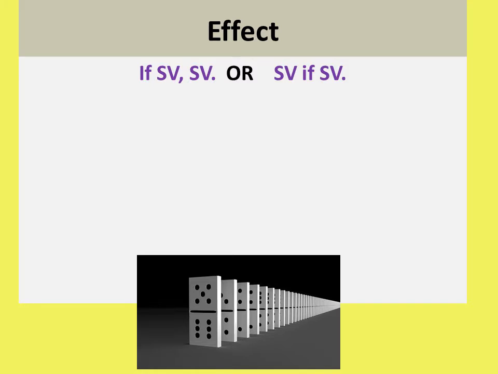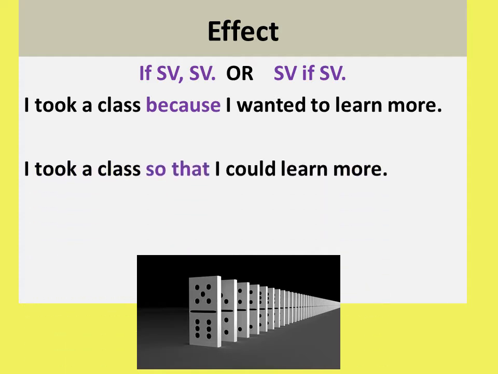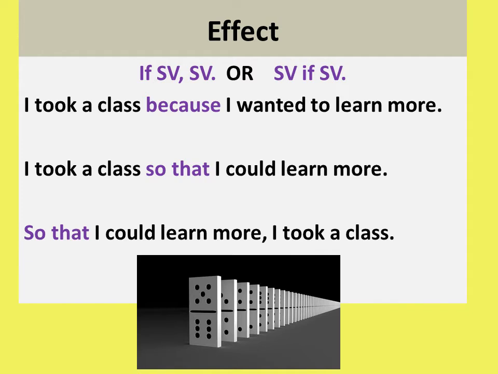And there are other subordinating conjunctions that show effect. If we say, I took a class because I wanted to learn more, I could substitute because and say, I took a class so that I could learn more. And I could flip that around and say, so that I could learn more, I took a class. But really, we don't use so that at the beginning of sentences. We usually put that subordinating conjunction in the middle of your complex sentence.